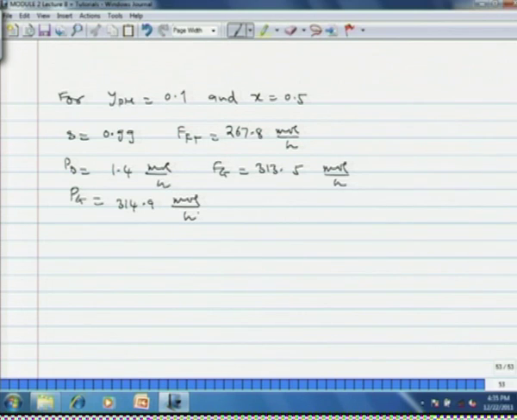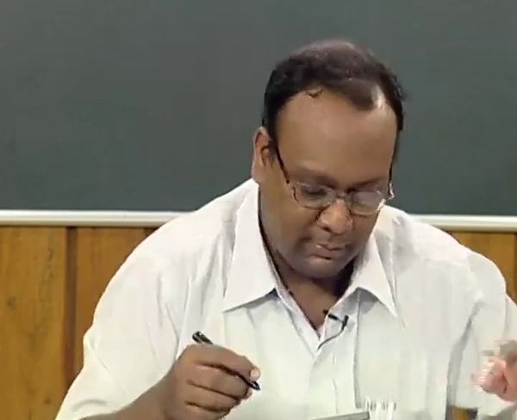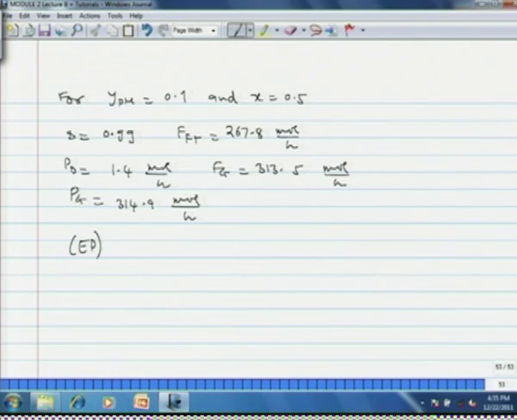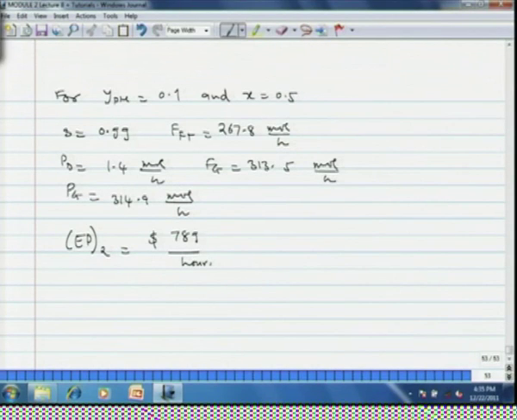And then if you substitute all values of cost, then the economic potential at second level turns out to be $789 per hour. Now, you can see a rise of economic potential as you purify the gas stream. That means very little hydrogen is lost in the purge stream, everything is recycled. So, this is how you can easily make calculations for economic potential.